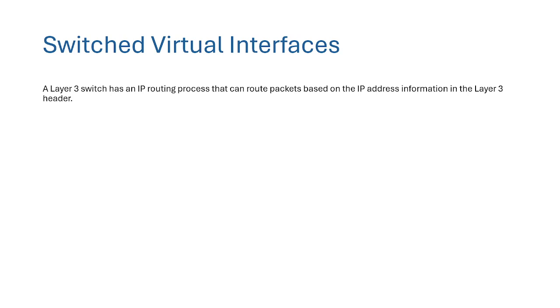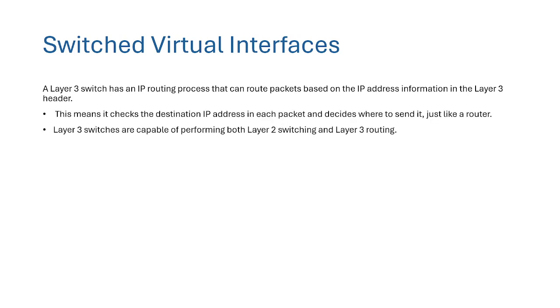By default, when we buy a switch, it's mostly a layer 2 switch. But you want to avoid creating multiple sub-interfaces and configuring everything from switch to router. Then you go for the layer 3 switch. This means it checks the destination IP address in each packet and decides where to send it, just like a router. When traffic comes to its default gateway, it does the routing lookup, same as a router does.